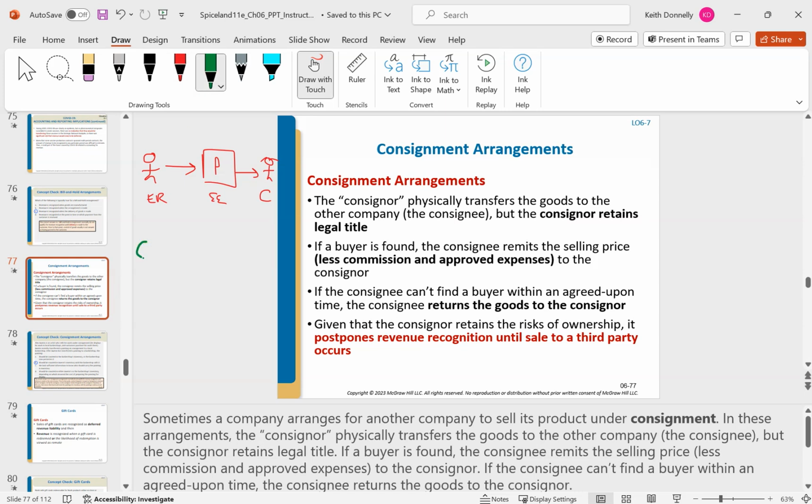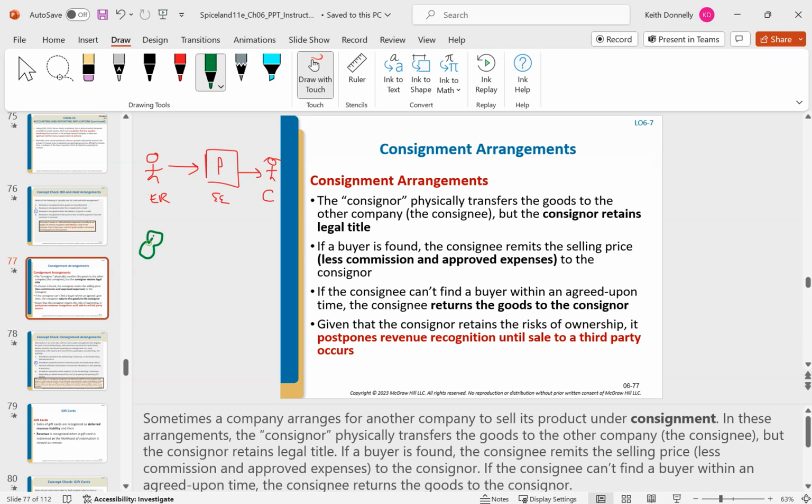Imagine we have a guitar, or any type of inventory we're selling. We give it to an intermediary, like here, a pawn shop. Can you sell it for us? Later on, they may find a customer and they're going to take a cut of it.